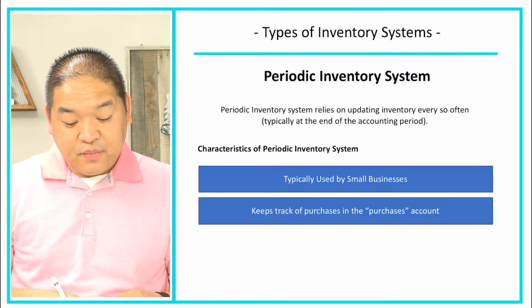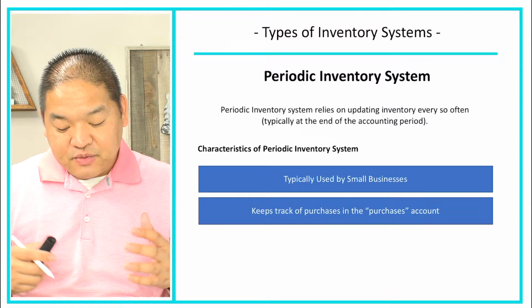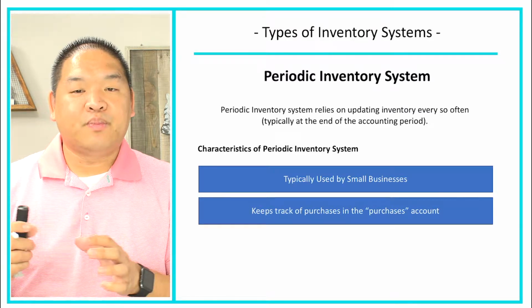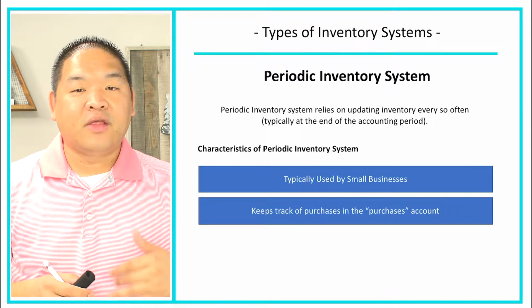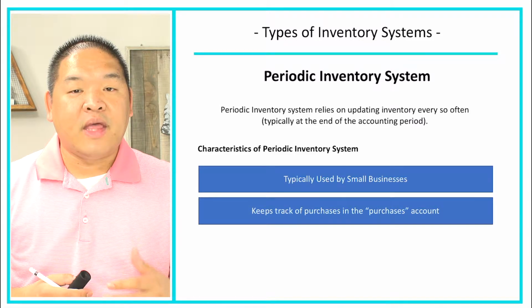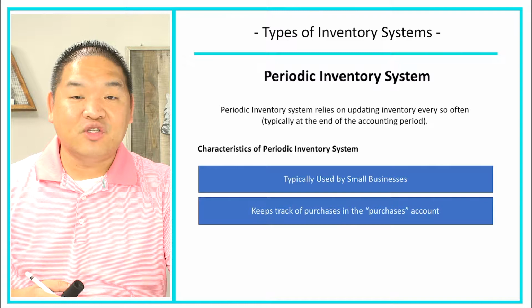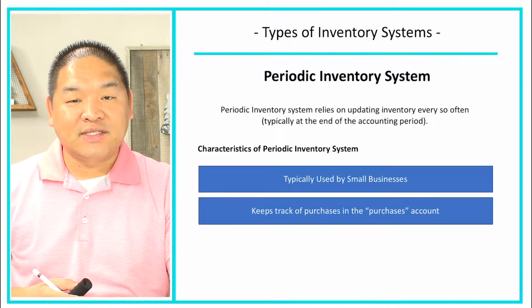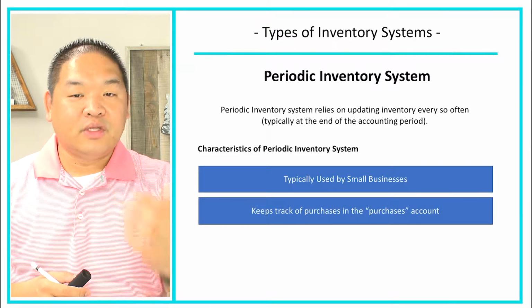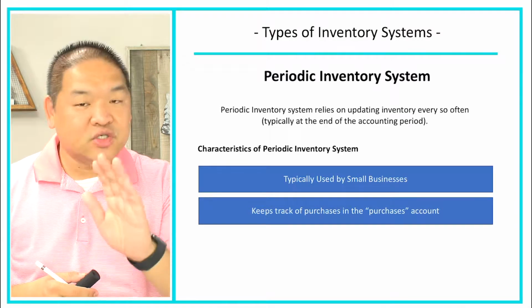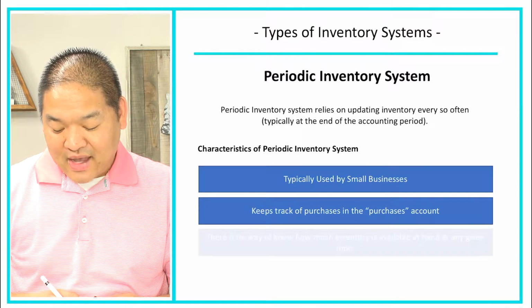Another characteristic of the periodic inventory system is it keeps track of purchases in what we call the purchases account rather than the inventory account. So when they buy inventory, they typically debit purchases instead of inventory. That is one of the differences you're going to see here when we talk about periodic. But for now, just think about the inventory account.